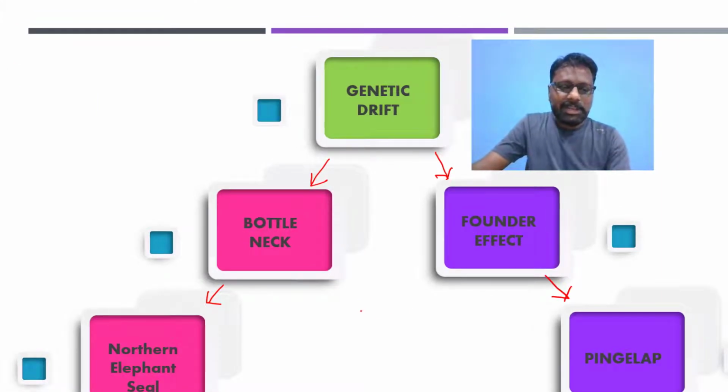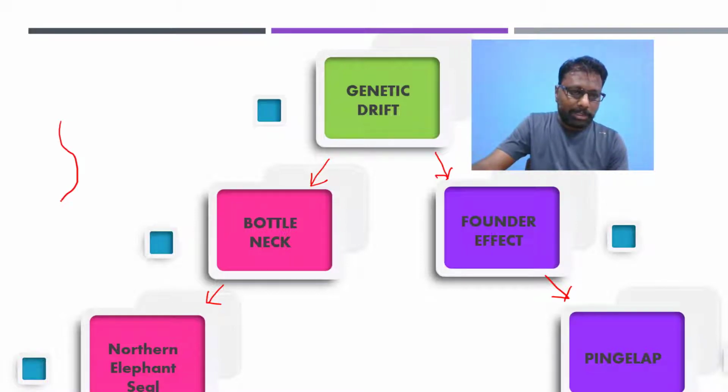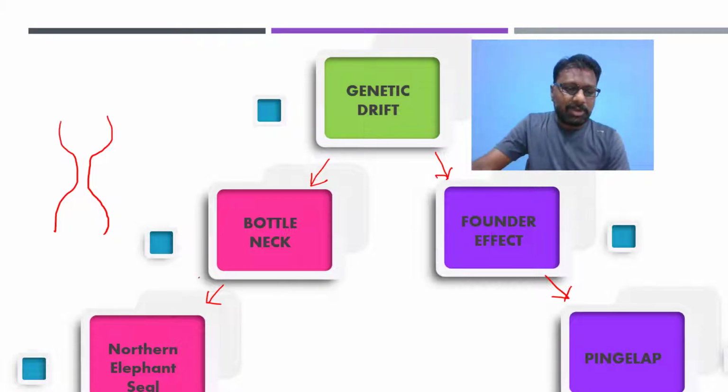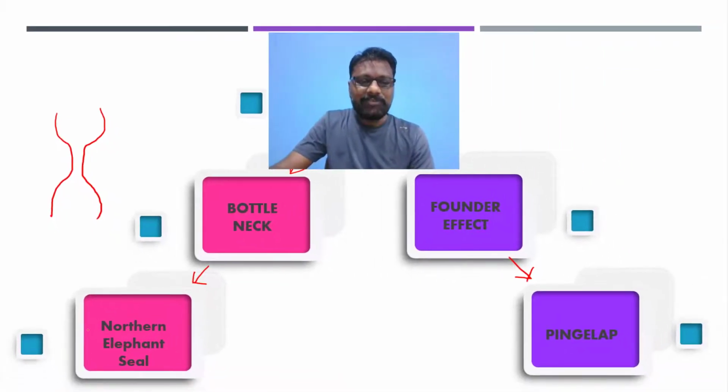The real life examples regarding the bottleneck phenomenon: the bottleneck phenomenon is a kind of thing where the population really squeezes through a bottleneck due to various activities which have decreased the number of the population. A very good example for the bottleneck phenomenon is the northern elephant seal.